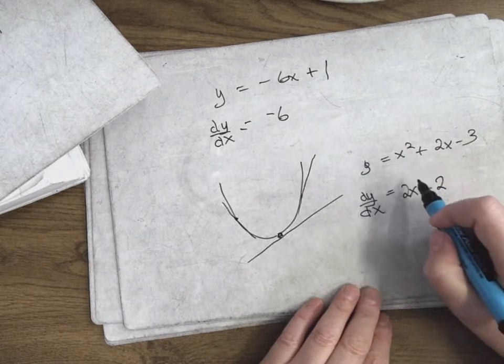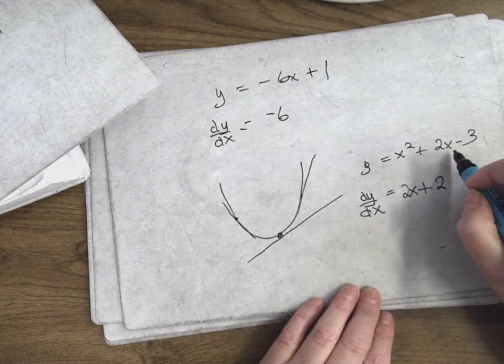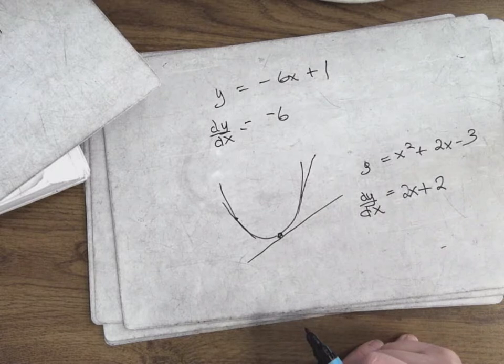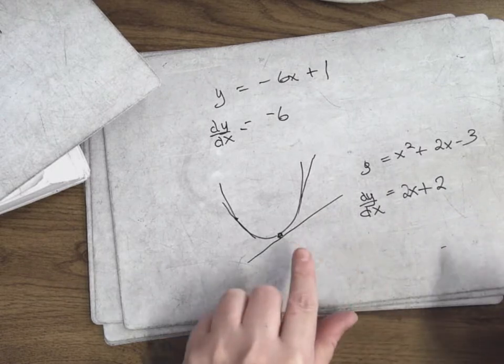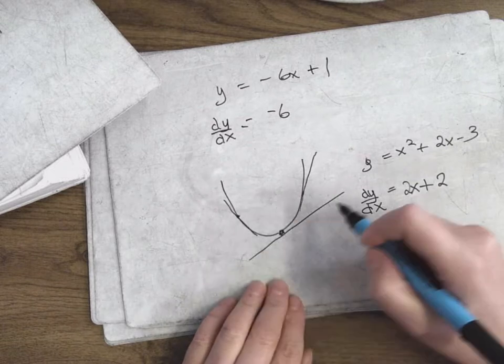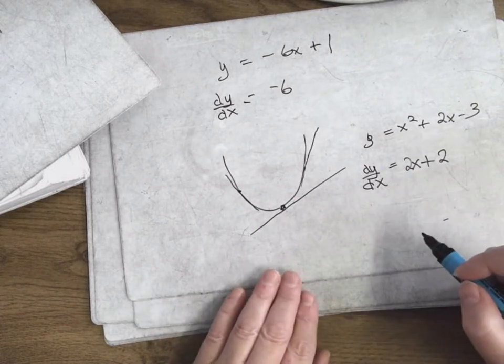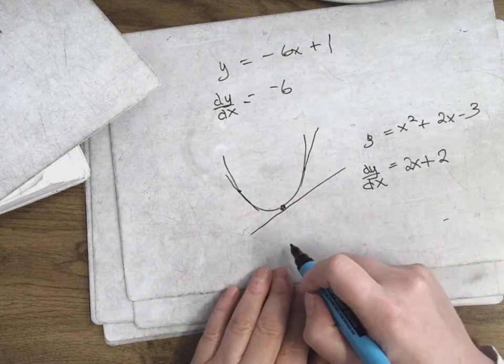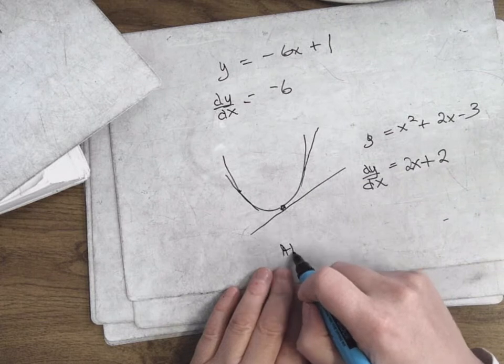Bring the power down in front, reduce the power by 1. And when you differentiate the next term, you just get the number in front. Is that okay? So at any point on the curve, the slope is 2x plus 1, or sorry, 2x plus 2.